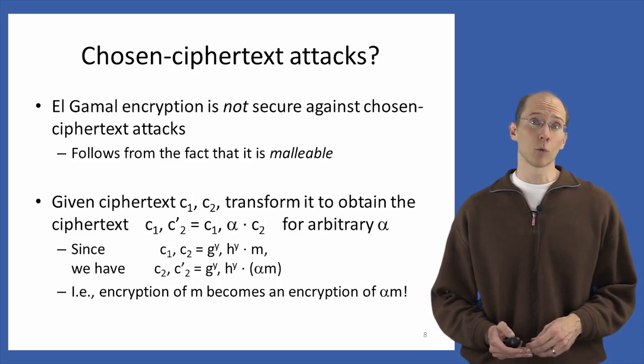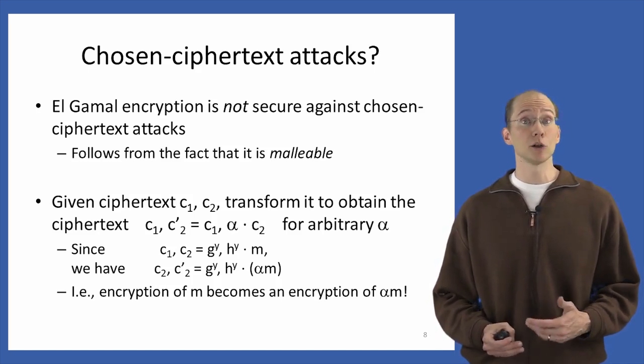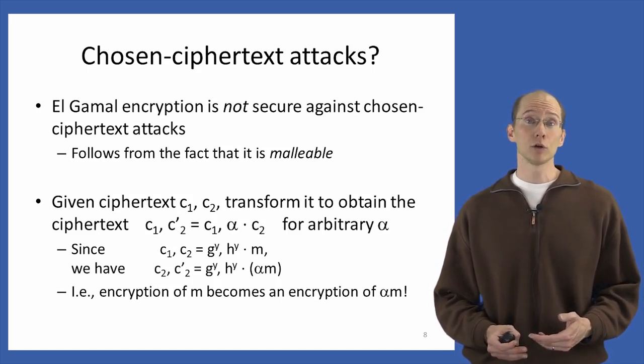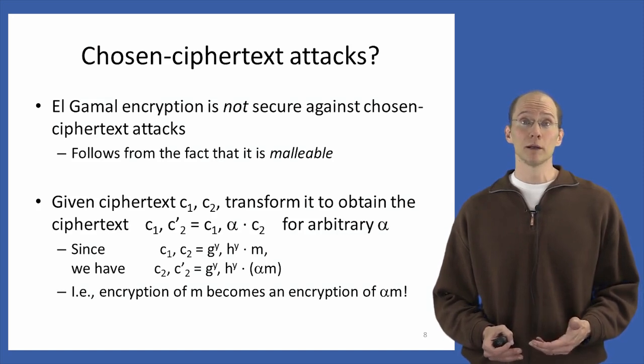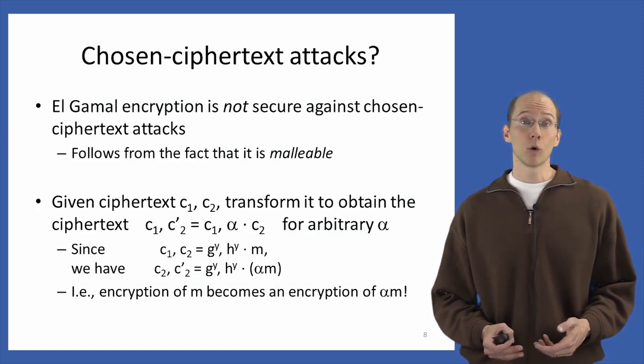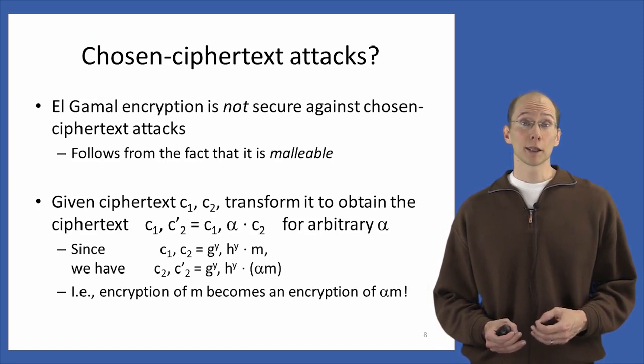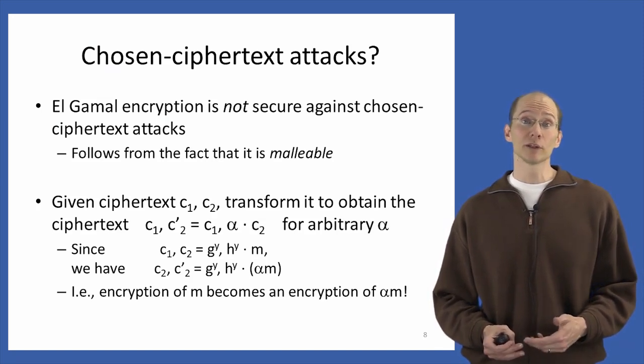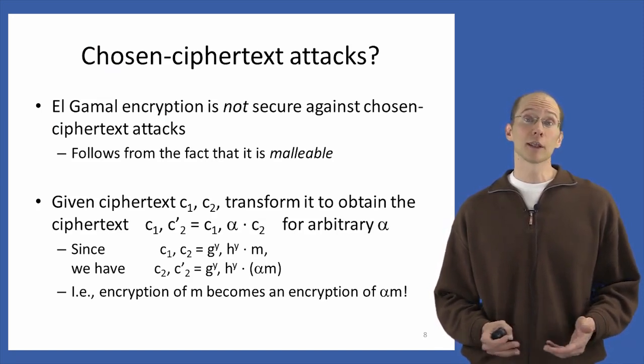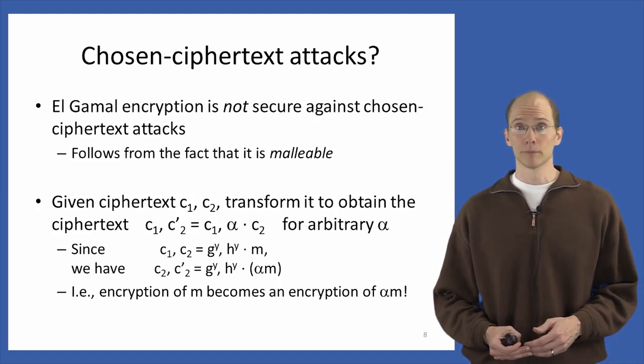Given a ciphertext (C1, C2) that's the encryption of some unknown message M, we can simply transform it to the ciphertext (C1, C2'), where C2' is equal to alpha times C2, where alpha is some arbitrary constant in the group.